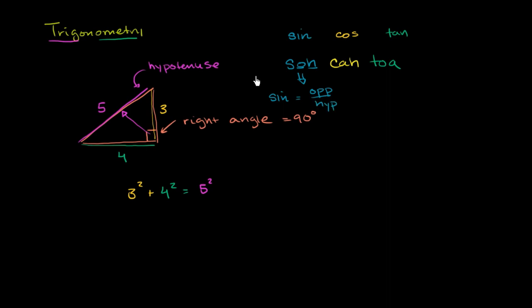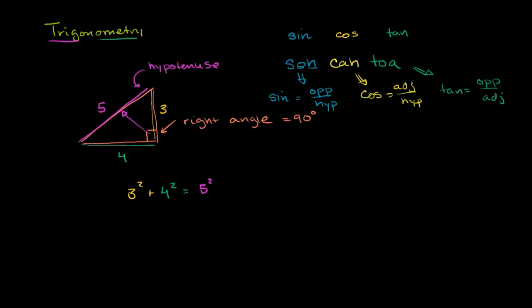This won't make a lot of sense just yet. I'll go into a little bit more detail in a second. And then cosine is equal to adjacent over hypotenuse. And then finally you have tangent, which is equal to opposite over adjacent. So you're probably saying, hey Sal, what is all this opposite, hypotenuse, adjacent? What are we talking about?